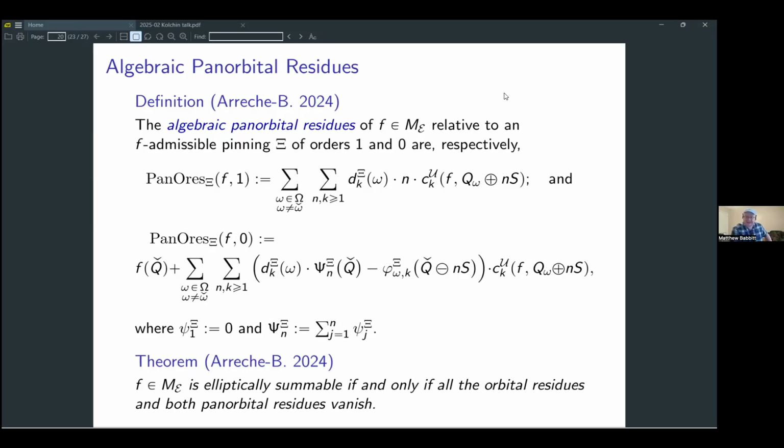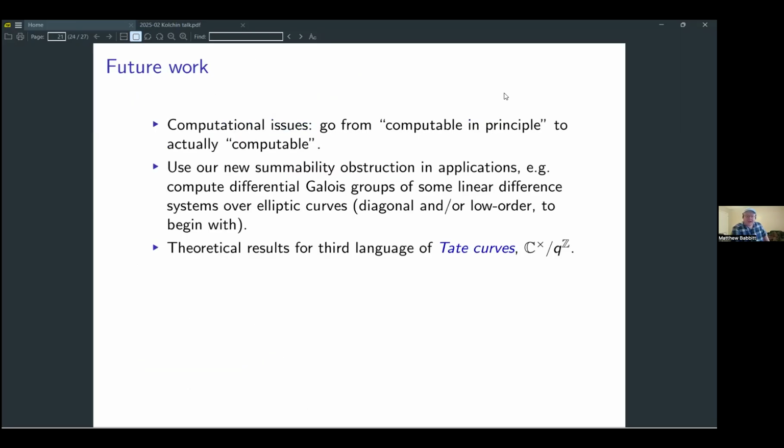Especially since everything is now explicit instead of things we need to go find a priori. All right, so this is the complete obstruction for elliptic summability. Now there are a few things that I'd like to do with this. This is all computable in principle, but we need to find a way to actually implement it on a computer.